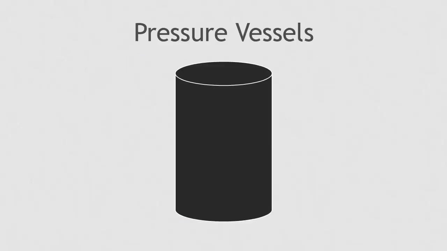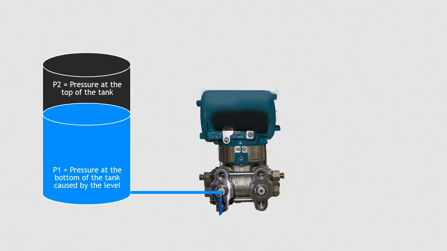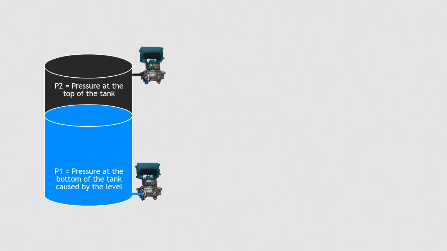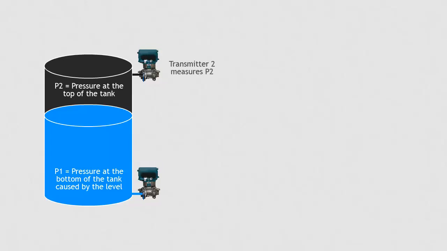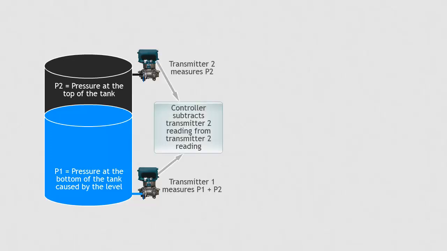Pressure vessels. When measuring level with a pressure transmitter in a sealed tank, there is an added problem that the top of the tank may be under a different pressure than atmospheric pressure. The pressure at the bottom of the tank will be the pressure resulting from the height of the fluid plus the pressure at the top. The first solution is to use either 2 transmitters or a transmitter with 2 cells, one mounted at the top and one at the bottom. The top transmitter reads the top pressure. The bottom transmitter reads the top pressure plus the pressure from the level. The top pressure is subtracted from the bottom pressure and the result is the level reading.